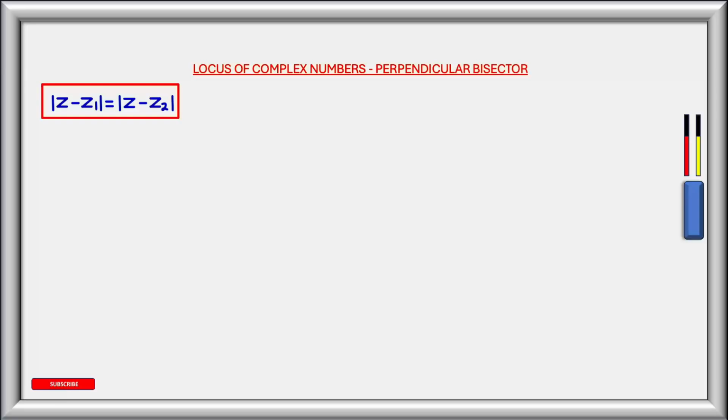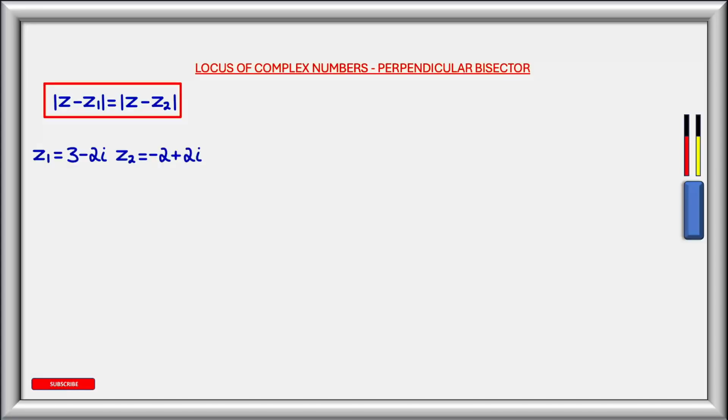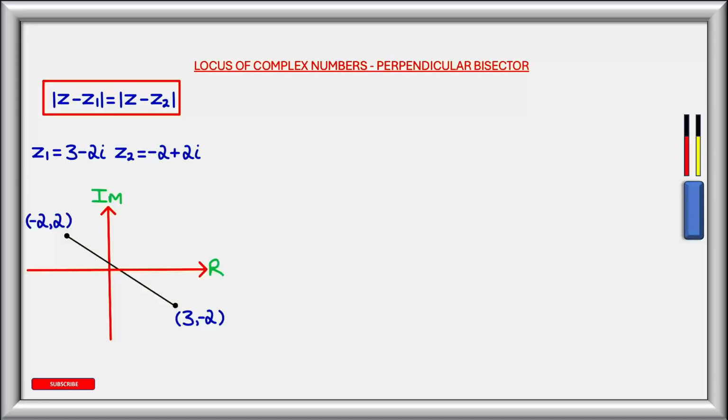Let's take a look at how to find the Cartesian equation of a perpendicular bisector and plot it on the Argand diagram. So in this example, we have two complex numbers, z1, which is equal to 3 minus 2i, and z2, which is equal to minus 2 plus 2i. And here I've plotted both on an Argand diagram and joined the 2 points with a black line.